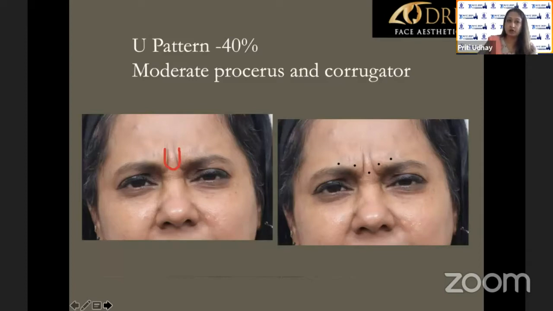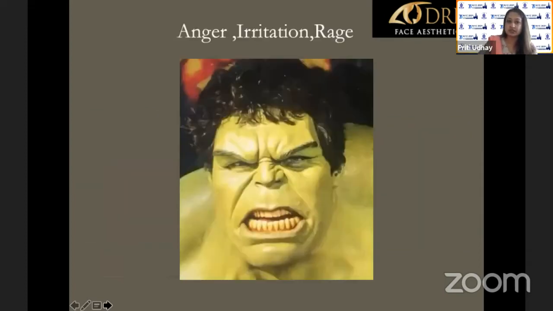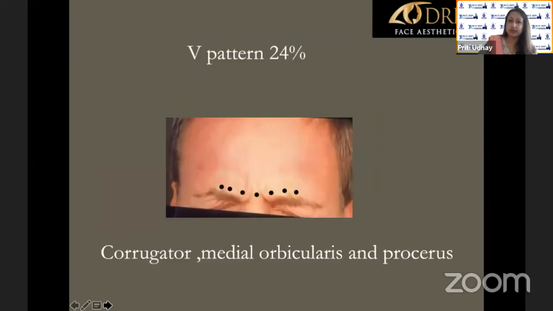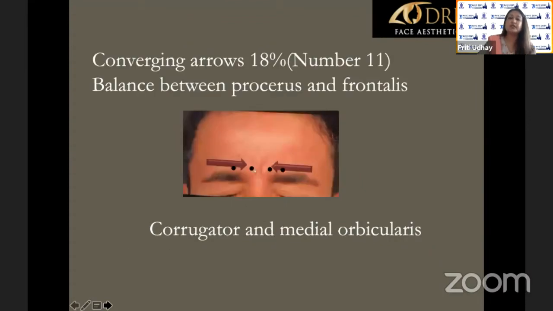The U pattern is the commonest, where the procerus and corrugator are injected. When you have a very strong muscle, like in this case, you will have a V pattern, and you need to inject more into the corrugator muscle. When the procerus and frontalis balance each other, you just need to inject into the corrugator and the middle part of the orbicularis, which gives you this converging arrow appearance.